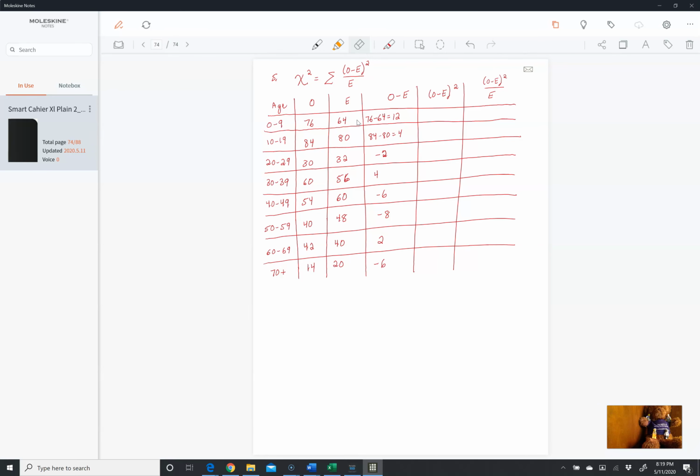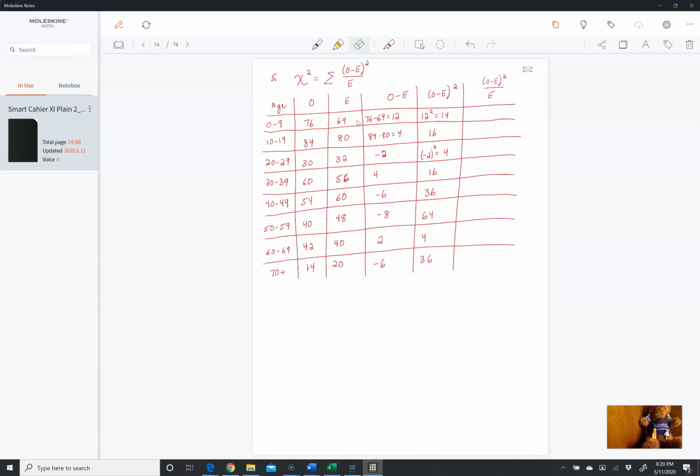Okay, now we square it. So this would be 12 squared. 12 squared is 144. This is 16. This is negative 2. Don't forget to put it in parentheses. You should always have a positive number here. We get 4, 16, positive 36, positive 64, 4, and positive 36.